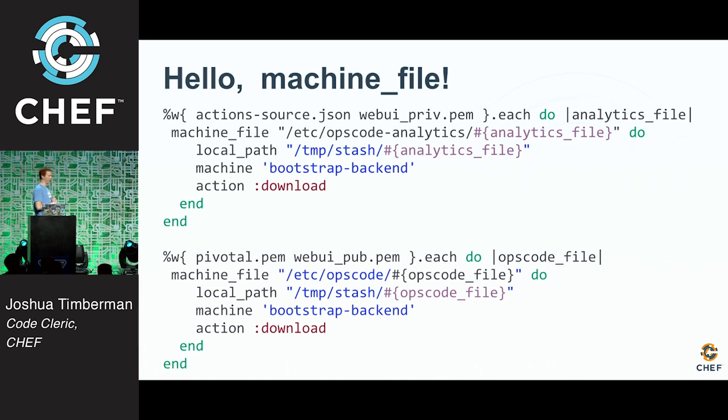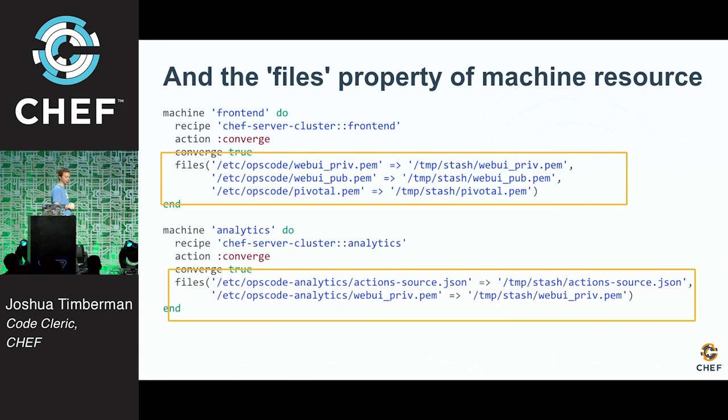Instead of using the rsync part of it to make this cluster, I'm going to use a feature of Chef provisioning called machine_file. What machine_file does is you give it a machine that has the file that you want, and you download that file to your local path, in this case my temp stash, and then we can upload it later. So I'm going to get these opscode-analytics files, and these opscode files, because that's all I needed out of the opscode directory, and I'm going to store those on my local machine, on my provisioner node, and then on my other machine resources, I can pass in a files property to those resources that uploads those to the target location on each of those machines.